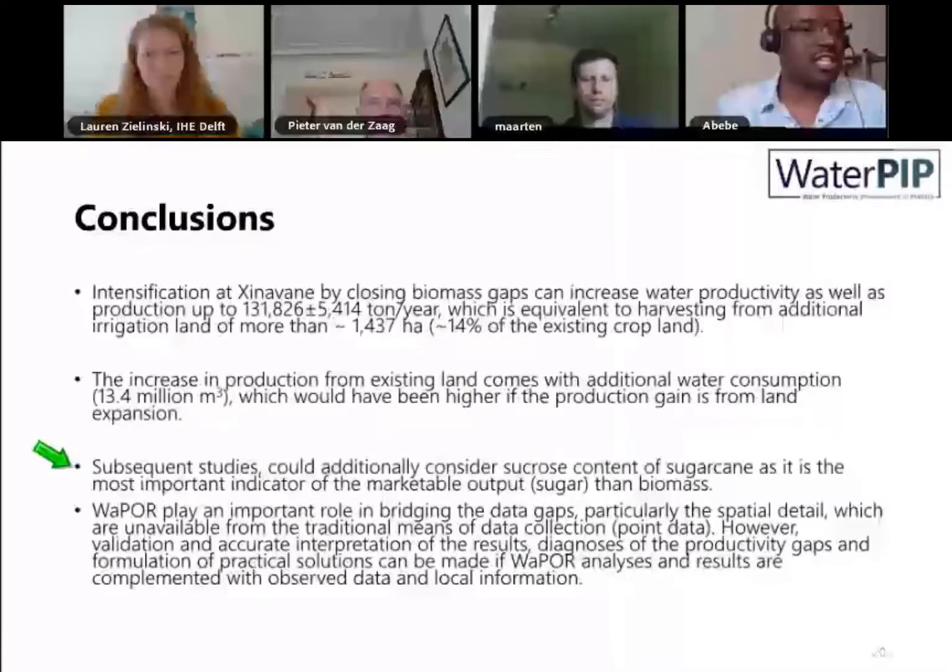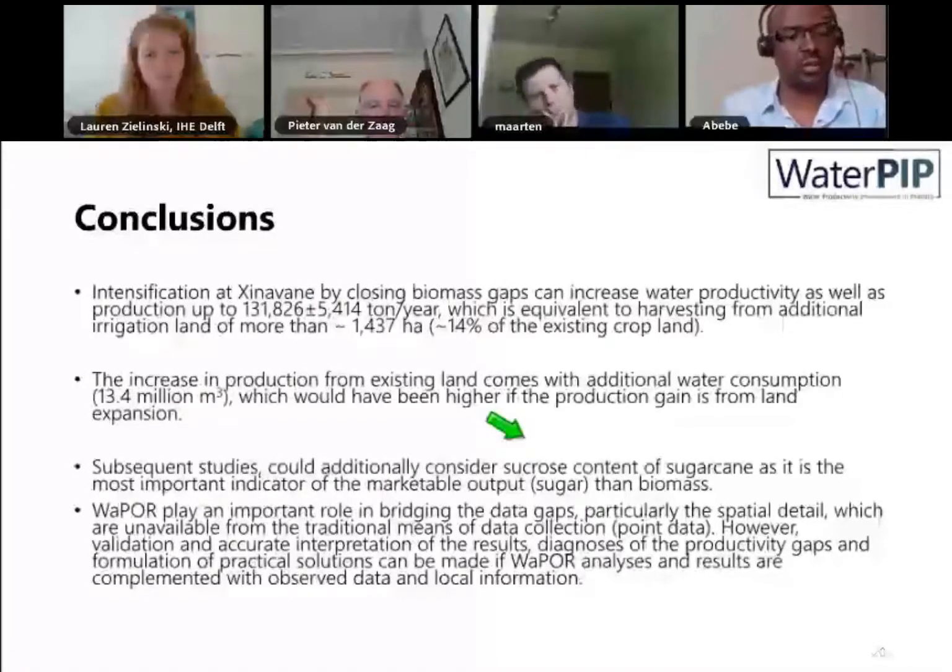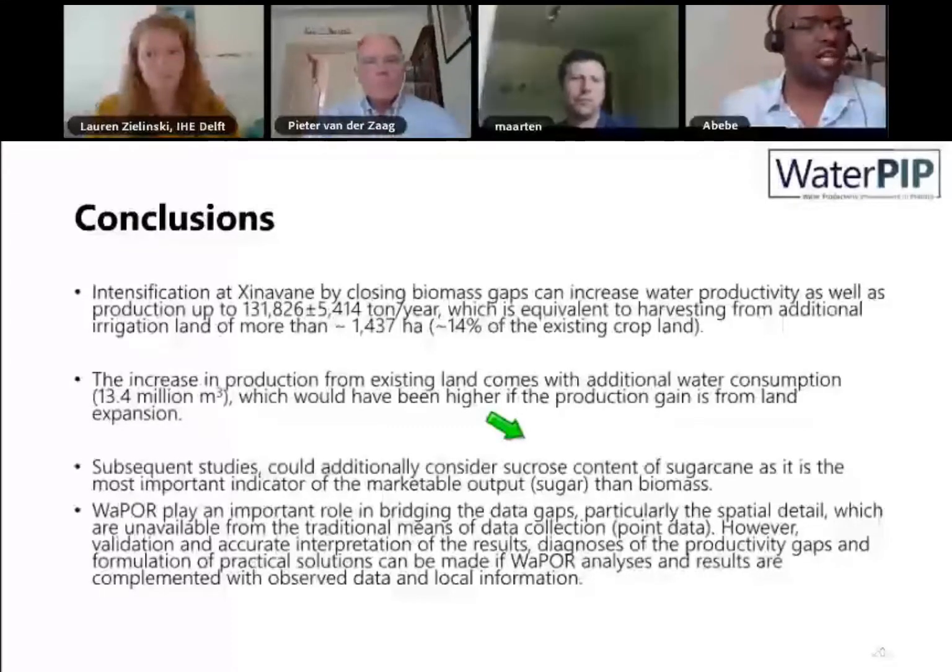So subsequent studies could additionally consider sucrose content rather than sugarcane biomass, because this is also an indicator for, let's say, sugar production, which is the marketable product from sugarcane. And also it has to do with water shortage. Already Peter nicely said we could have deficit irrigation. So it might have a positive implication for sucrose rather than just indicating a reduction in the biomass.